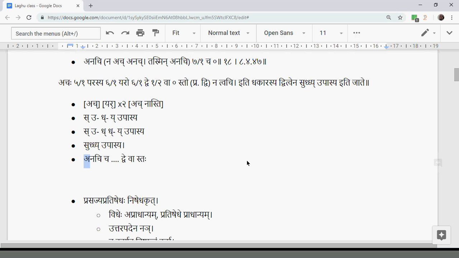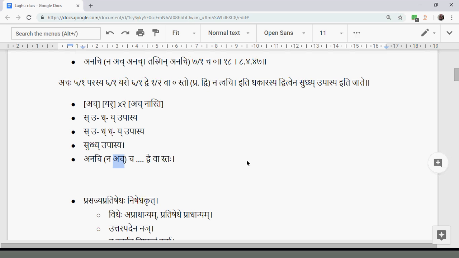This staha has no anvaya with nanj here. This nanj, na ach, na achi. So anachi is what? Anachi is na ach tasmin. This nakara does not go with staha. Na staha is not being said. What is being said? Anach, na ach. So nakara, this nanj, has an anvaya with ach, the uttarapada.